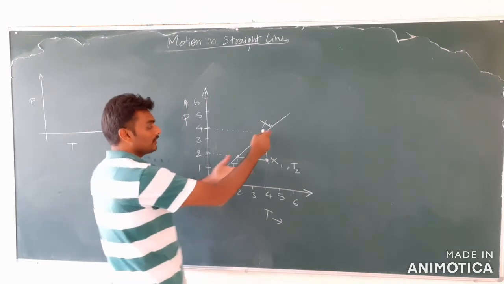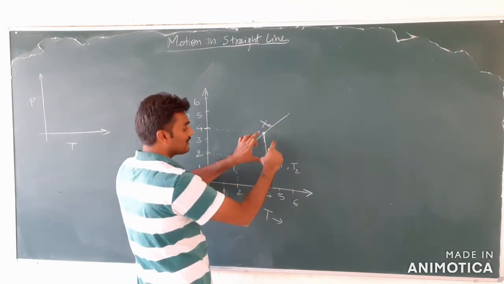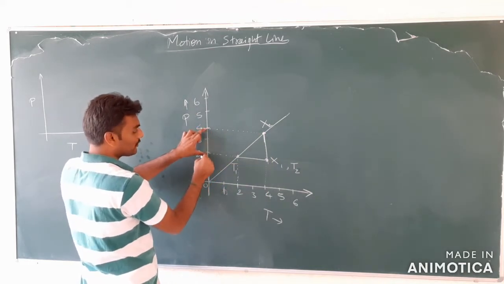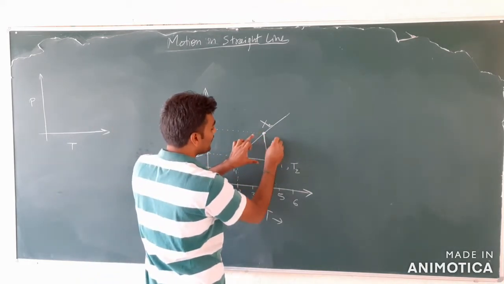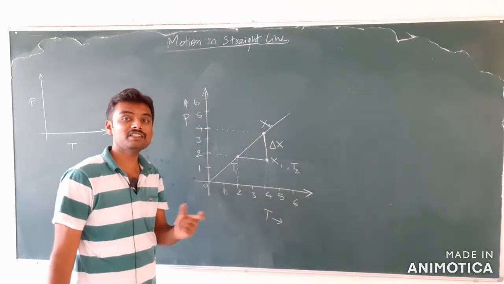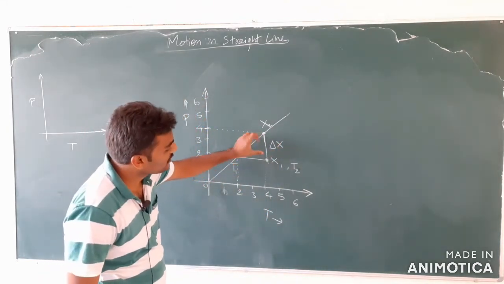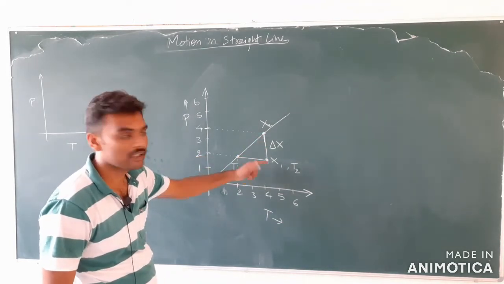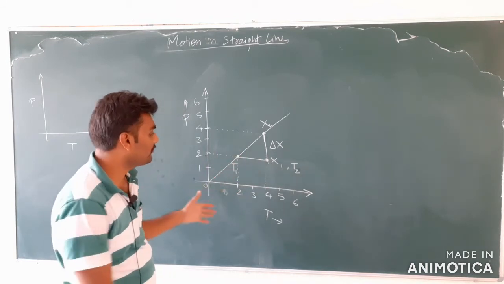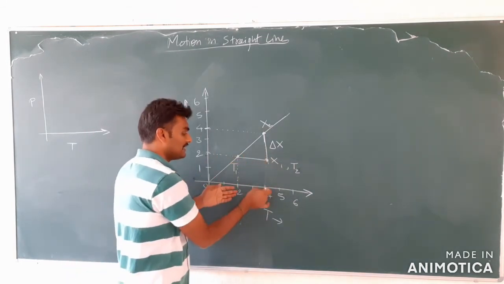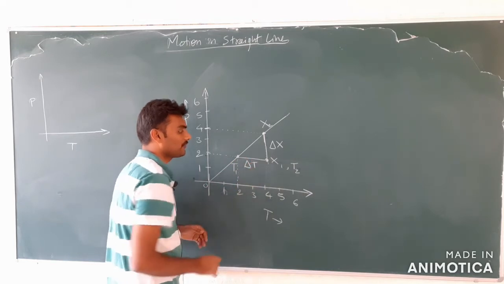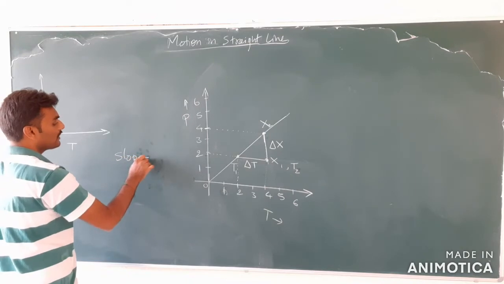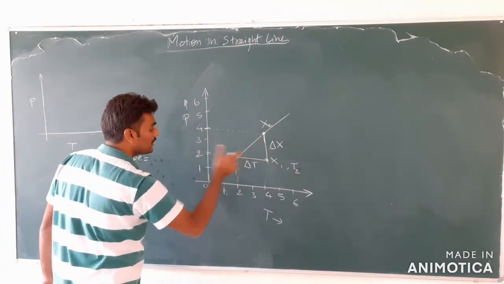Okay. So this length what we have here is x2 minus x1, right? Isn't it? Final position minus initial position, which is nothing but delta x. What is delta? Change in position. This change in position itself is x2 minus x1, final position minus initial position. Similarly, when it comes to time, final time minus initial time, which is delta t. So, slope of the graph from this is delta x by delta t.